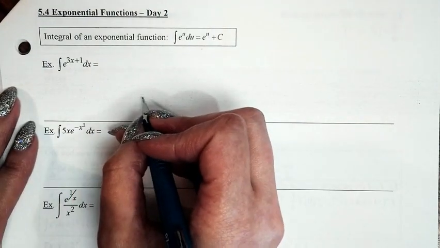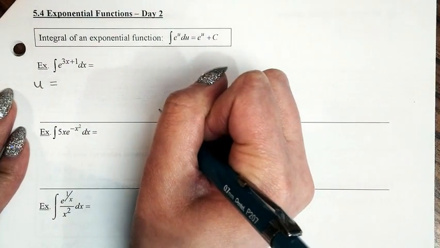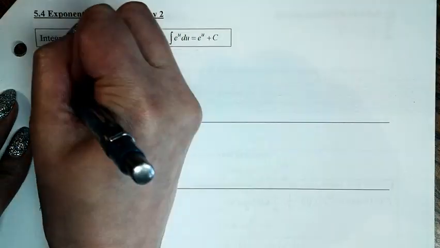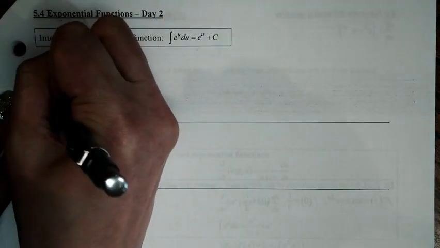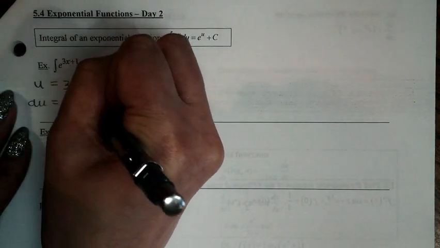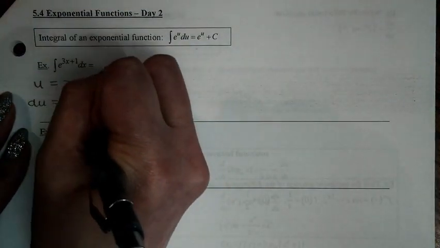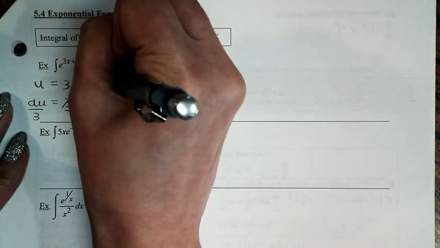The first thing that you need to do, as usual, is u substitution. In this case, I would recommend you let u be the exponent of the e. In this case, you have 3x plus 1. Therefore, the derivative of that is going to be 3 dx. Therefore, you don't have the 3. So what we're going to do is move the 3 to the other side, having a 1 over 3 here.